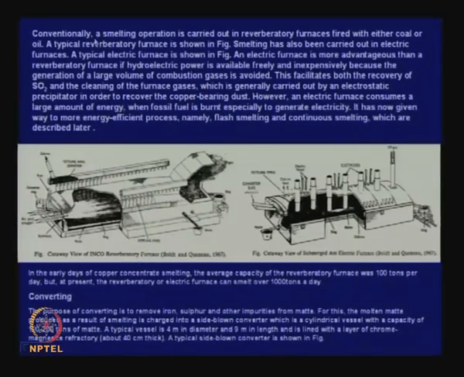Now, let me read out what is written here. Conventionally, a smelting operation is carried out in a reverberatory furnace fired with either coal or oil. A typical reverberatory furnace is shown. Smelting has also been carried out in electric furnaces, that is also shown. An electric furnace is more advantageous than a reverberatory furnace if hydroelectric power is available freely. If you have hydroelectric power supplying, then you will go for a submerged electric furnace. And it is also done inexpensively, because the generation of a large volume of combustion gases is avoided.